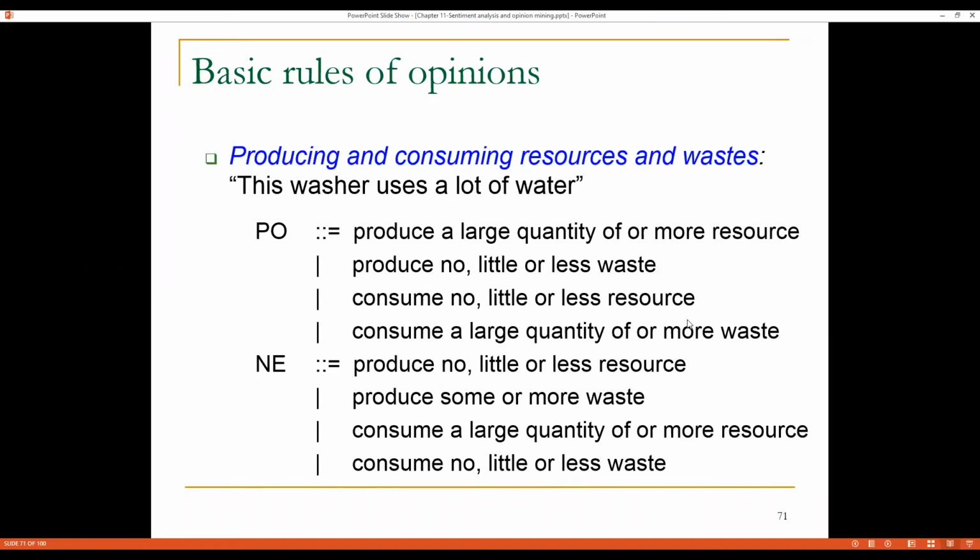Producing and consuming resources and waste can create a positive opinion or a negative opinion. This washer uses a lot of water. That would be construed as being negative. If it used less water, it would be seen as being positive.